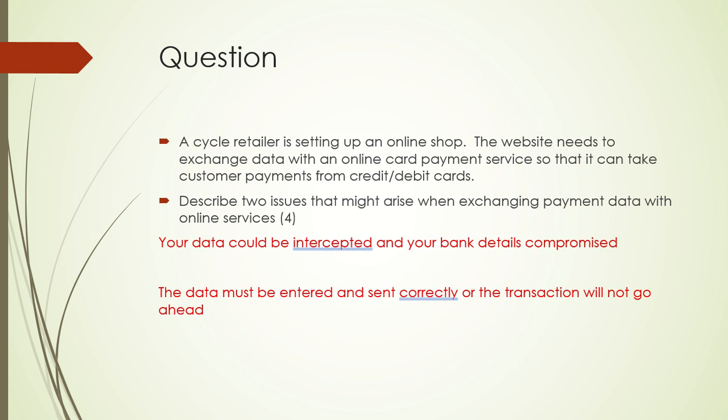So it's a point plus expansion. So my point is that my data could be intercepted, and I've expanded it to say my bank details could be compromised. Then I've said the data must be entered and sent correctly for my point and my expansion, otherwise the transaction won't go ahead. So just two nice simple things to think about when you're paying for things online.